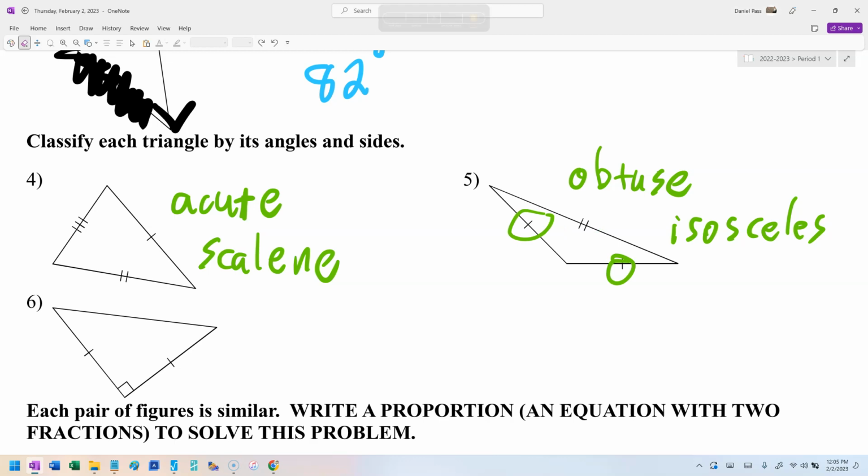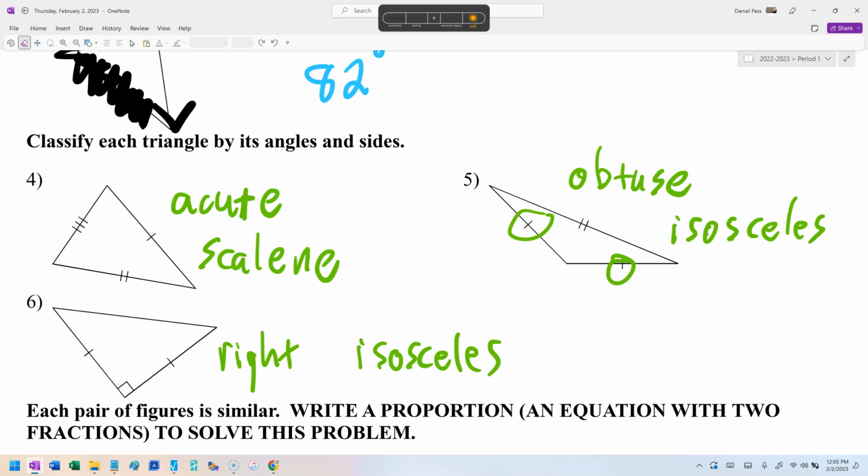All right. For number 6, it's a right angle because we have the box in the corner. Okay, the box. Very good. That means right angle, so it's a right triangle, and it's an isosceles because two are the same and one's different. And if it was the same for the third one, it would have another mark. Okay? All right, let's give him a hand. He did a great job.